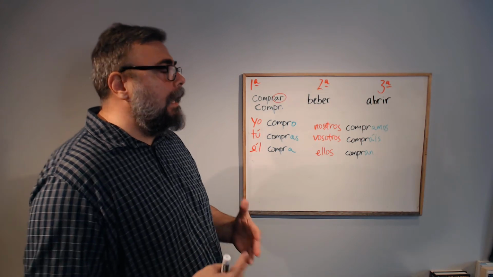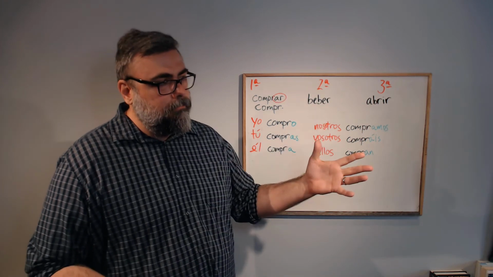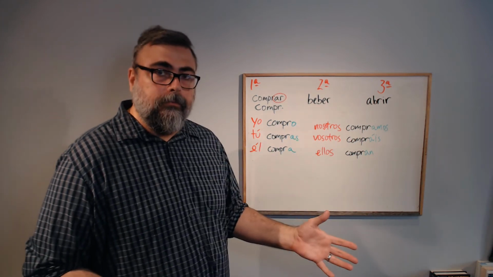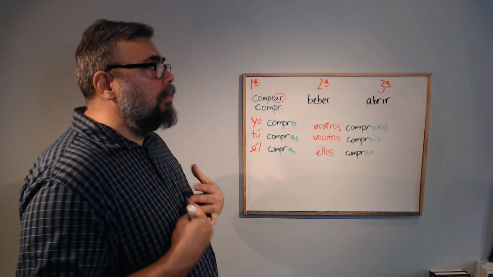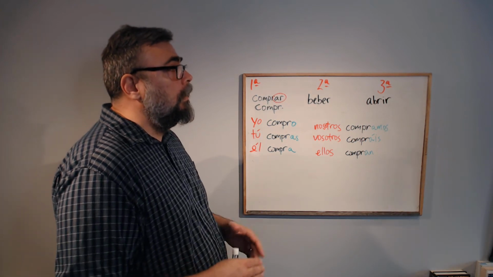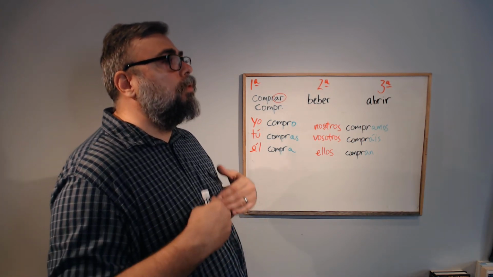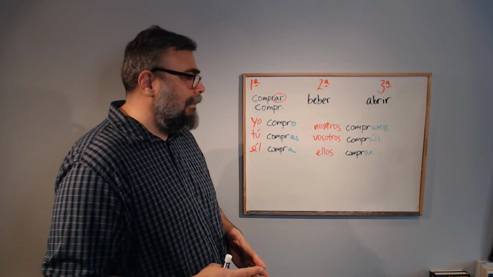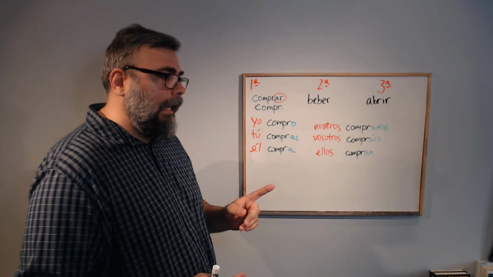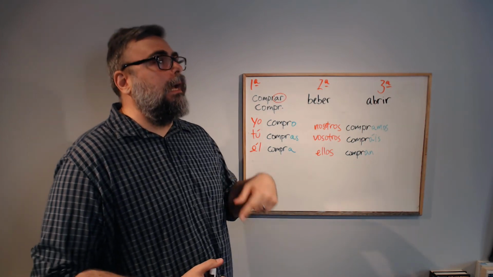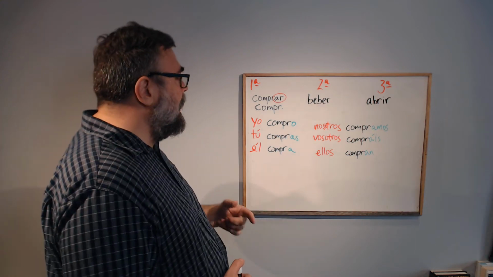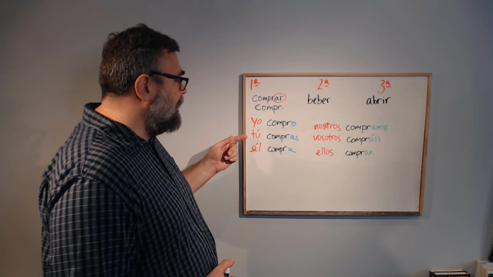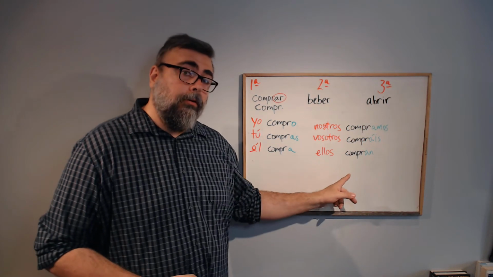Okay, so cocinar. I have the stem cocin. So how do I say I cook? Yo cocino. Yo cocino. Okay? You cook. Tú cocinas. Tú cocinas. He cooks. Él cocina. Él cocina. Yo cocino. Tú cocinas. Él cocina.